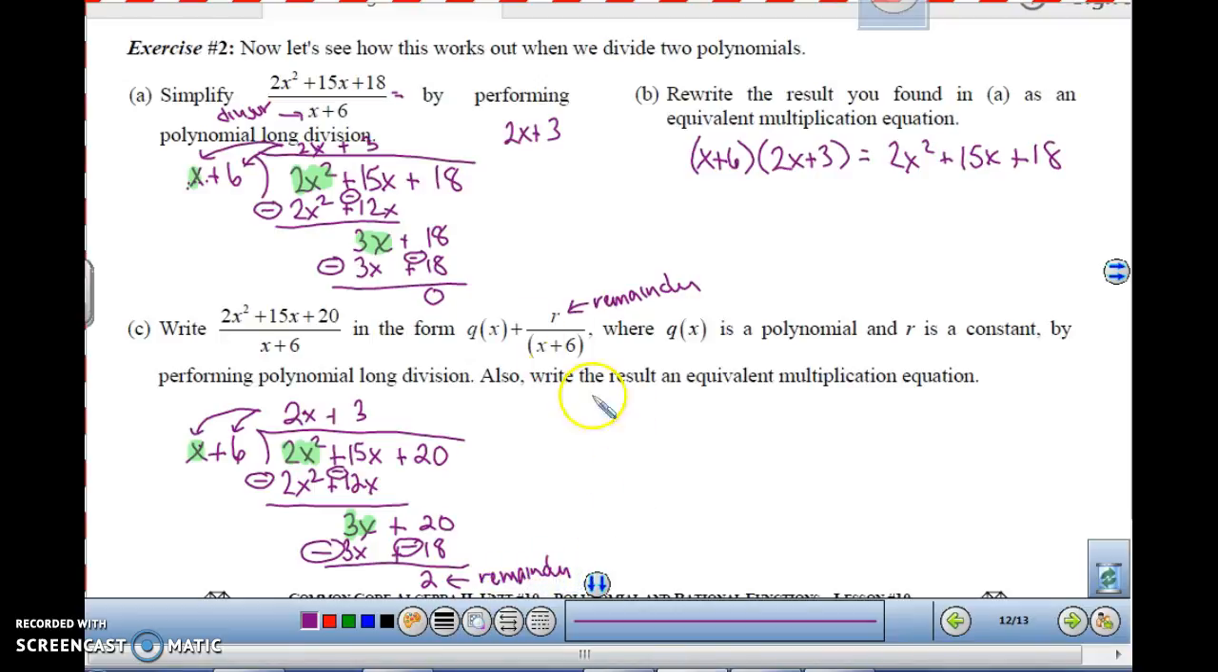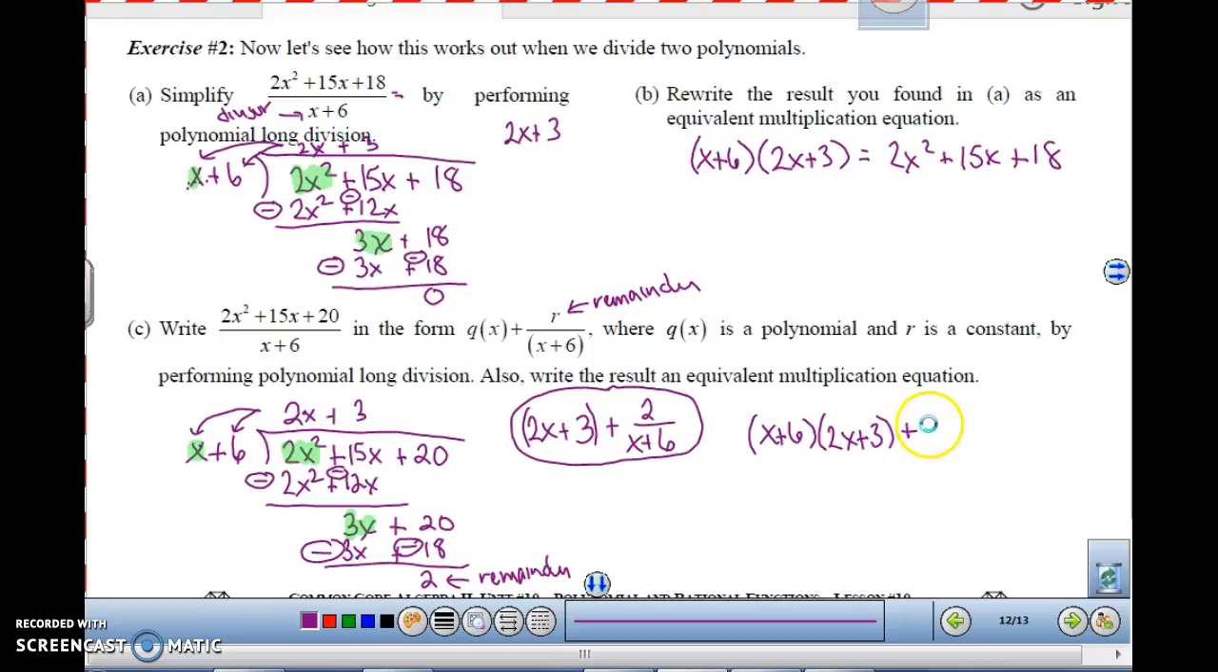So when I write this as a term, my answer is going to be 2x plus 3 plus, write this as a remainder over the divisor. The remainder is 2 over x plus 6. Okay, so as an equivalent multiplication equation, what we are saying is if you take x plus 6 and multiply it by 2x plus 3 and then add in 2, which was my remainder, I will get 2x squared plus 15x plus 20.